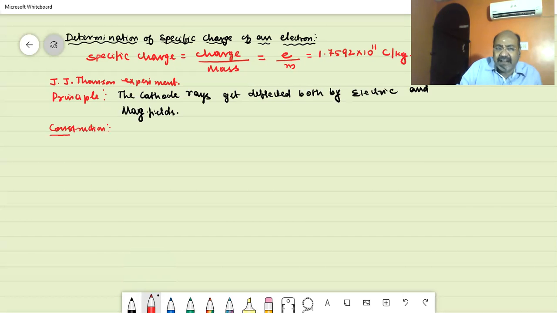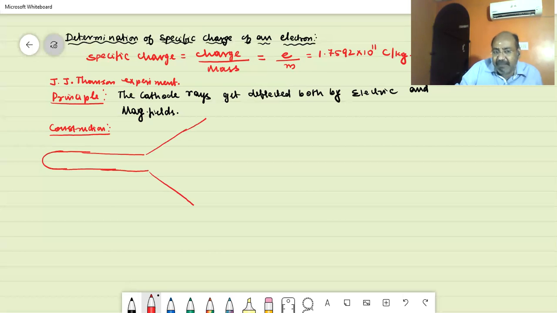See, when you are considering the construction of this apparatus, let us take the apparatus consists of a discharge tube. So the discharge tube is a long glass tube or a quartz tube. The other end of this tube is in the form of a funnel, a broad bell-shaped end, and this broad end is closed with a fluorescent screen.